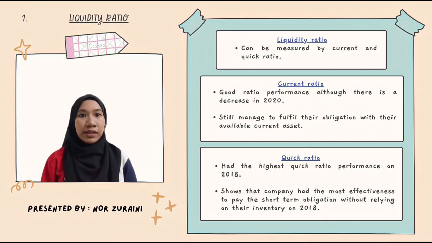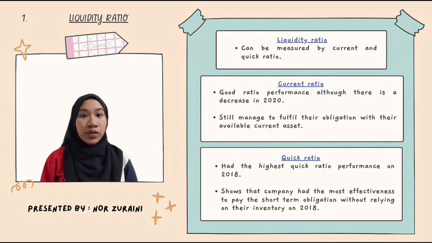Financial ratio analysis. There are 5 types of financial ratio analysis. Number 1 is liquidity ratio. Liquidity ratio can be measured by current ratio and quick ratio. For the current ratio, the company shows a good ratio performance. Although there is a decrease in 2020, the company still managed to fulfill its obligations with the available current assets.